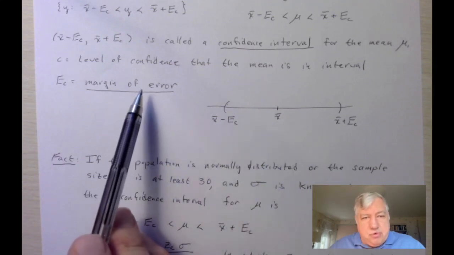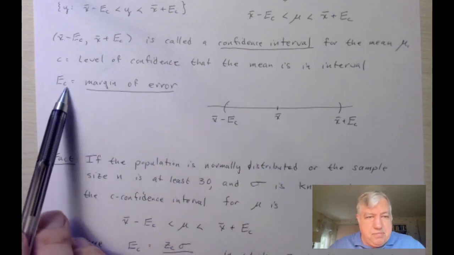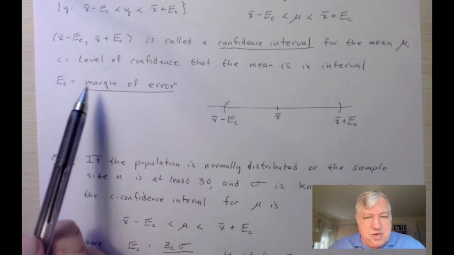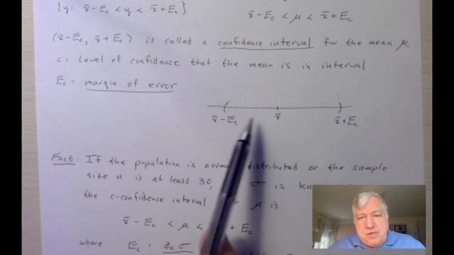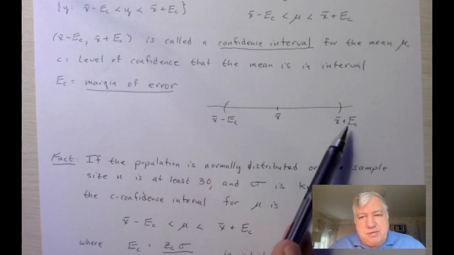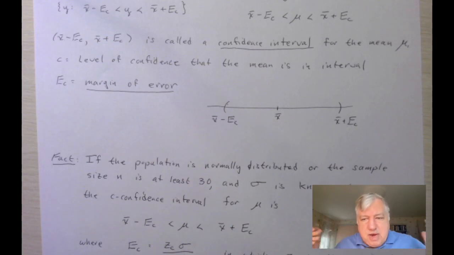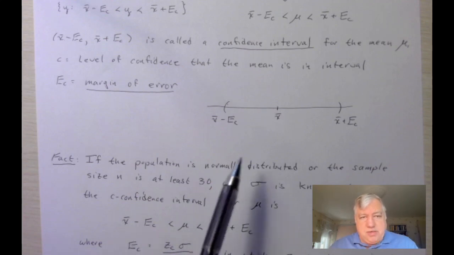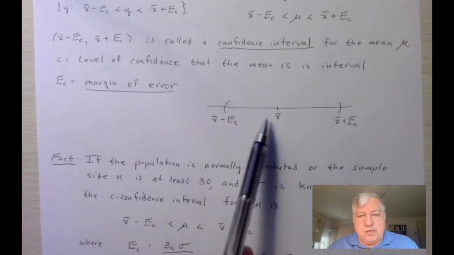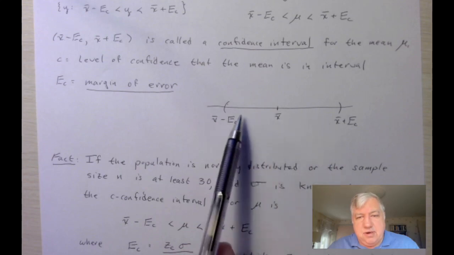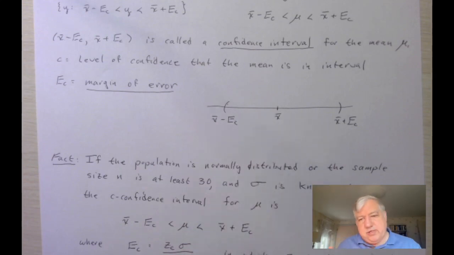So it's like we're saying with confidence level C that mu is in this interval, that mu is within E sub c of x bar, or x bar is within E sub c of mu. It's actually the same thing, right? So that's the margin of error, and again, the margin of error is exactly half the length of this interval. Now the question, of course, becomes, how do we compute the margin of error? That's the whole point.